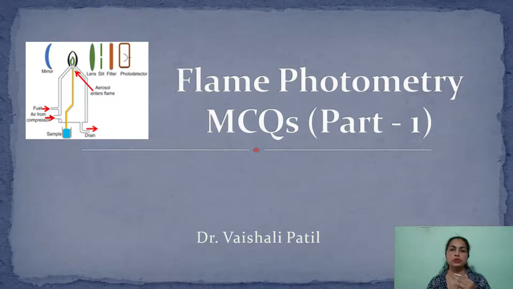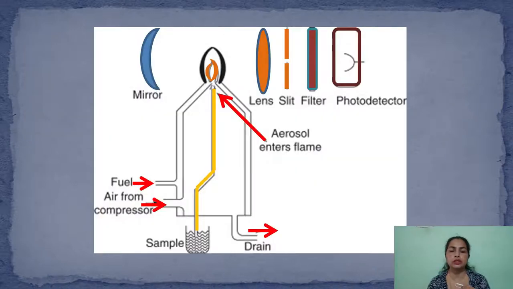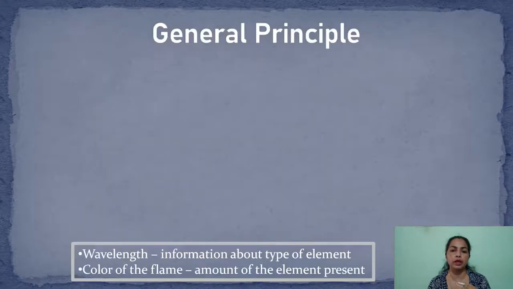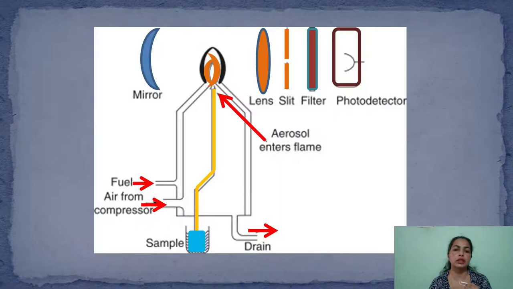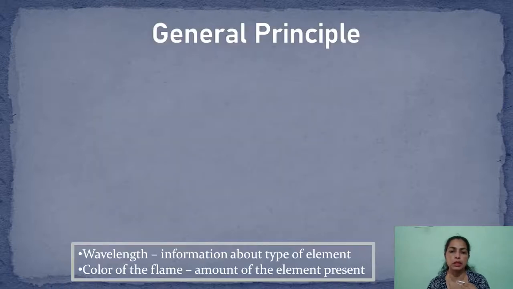Hello friends, in this video we will go through flame photometry and some related MCQs. So this is the generalized instrument for flame photometry. In this flame photometer there is a fuel source. Along with that the oxidant is provided, and when it reaches inside the flame, there is a vaporization of the solvent, followed by some energy changes observed in the molecules. So we will see the principle step by step.